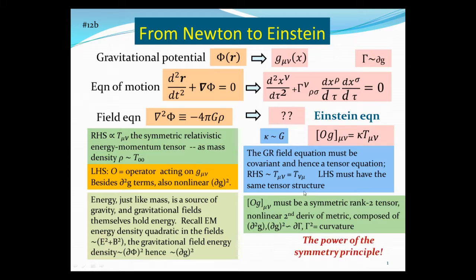We expected that the equation be covariant under general transformations, to be a tensor equation. That's enough to restrict it to this, and we know what kind of features it must have. So this is the power of the symmetry principle. Anyway, the left-hand side of the field equation has something to do with curvature. So let's talk about curvature.